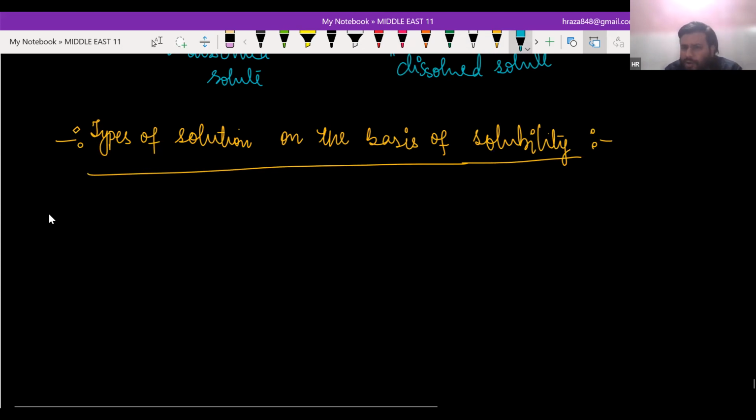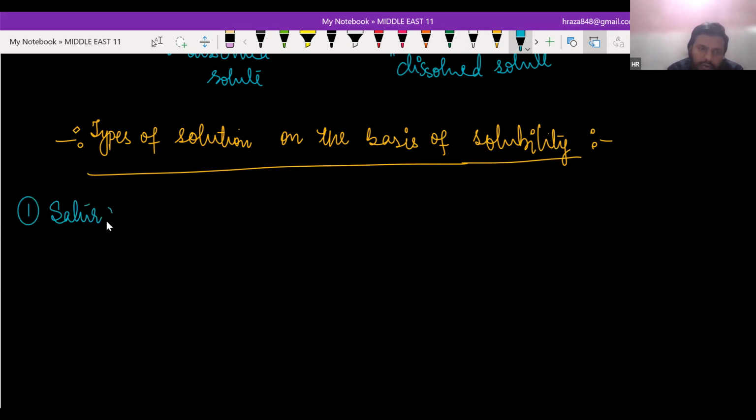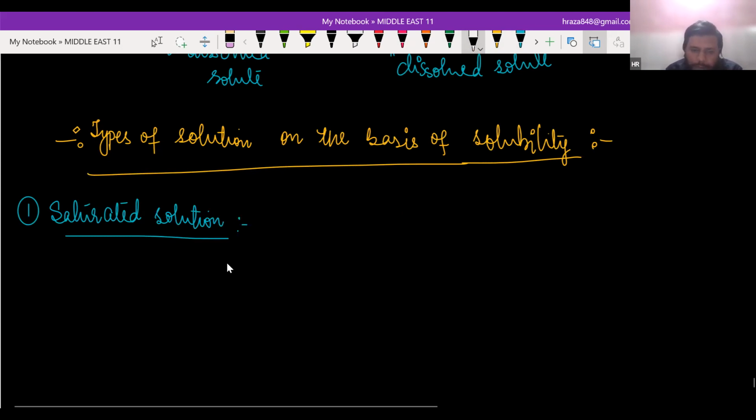So here comes the first. There are 3 types of solution on the basis of solubility. The first is basically saturated solution. Saturated solution. First, let me write it, then I will explain it. Basically, what is this? Write with me.